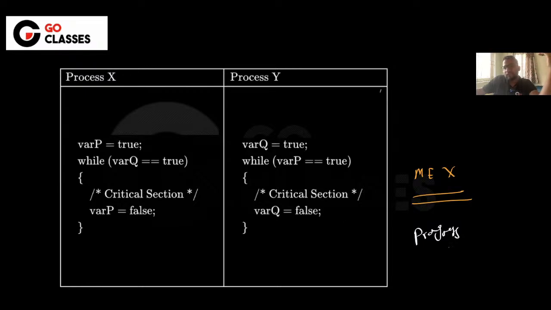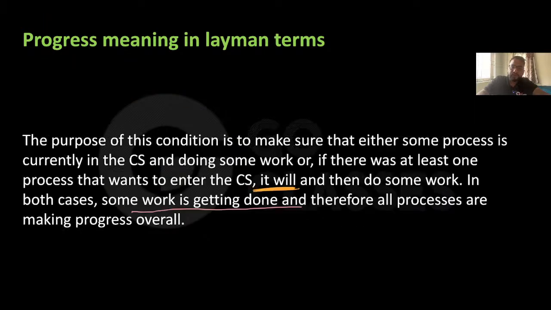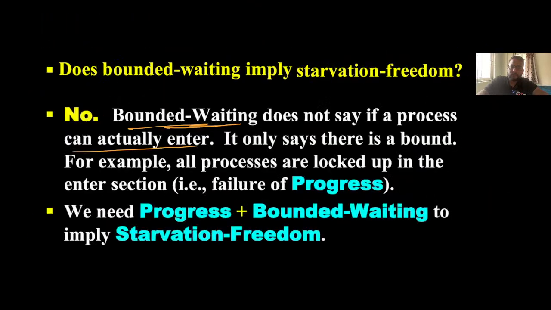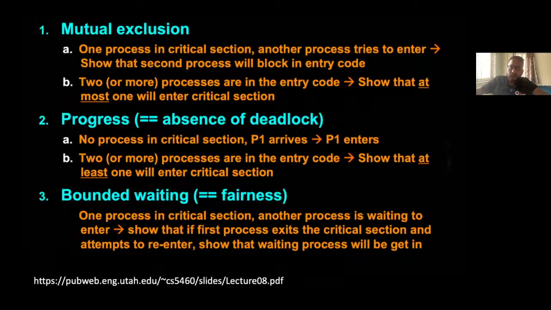Second thing is that, do you recall the second thing? Can anyone tell me what is the second thing? See, for the progress, there are two things that you need to check. Let me just recall you. If two or more processes are in the entry code, show that at least one will enter, right? And another one is that if someone is not interested, then P1 arrives, P1 should get to enter.